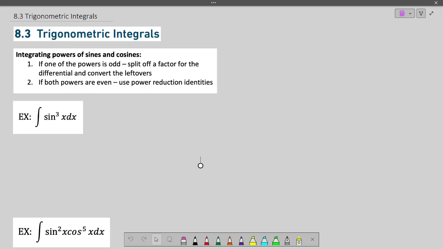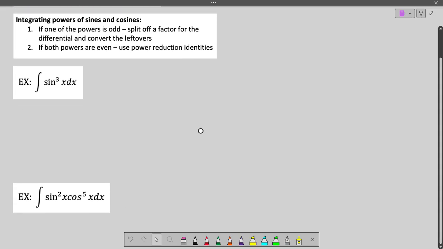So here's our first rule of thumb for integrating powers. If one of the powers is odd, so if we have sines and cosines and one of the powers is odd, split off a factor. In this case, we have sine cubed. If we pull off one sine, we're going to group it with the dx. We're going to think of the sine x dx as our differential. Then we're going to be left with an even number of sines, sine squared. Or if it was sine to the fifth, we pulled one off, we'd have sine to the fourth. And we can use the Pythagorean theorem to do what I'm saying right here.